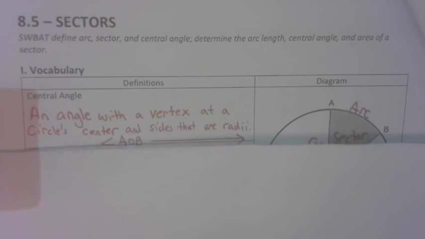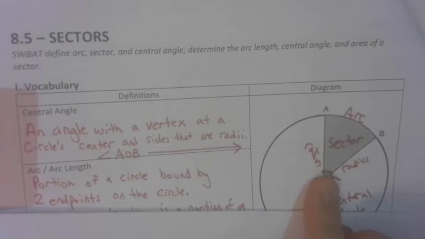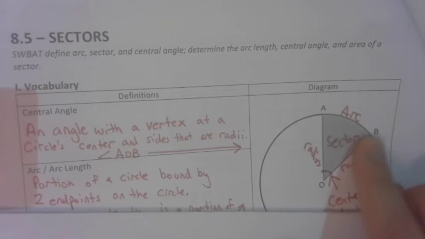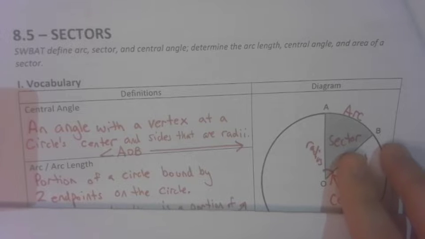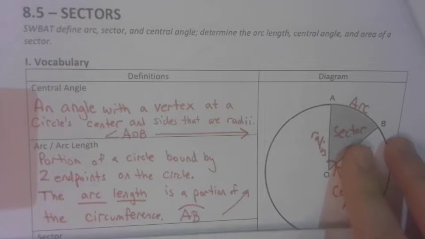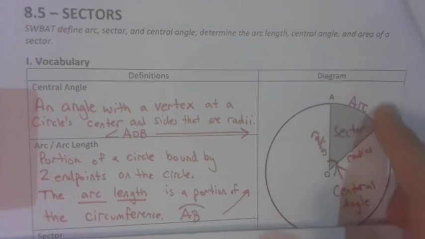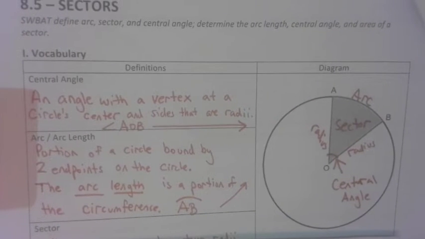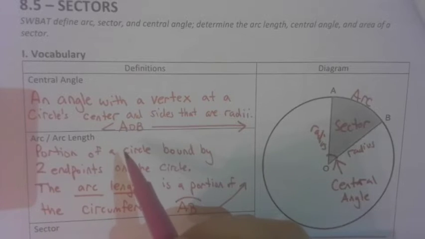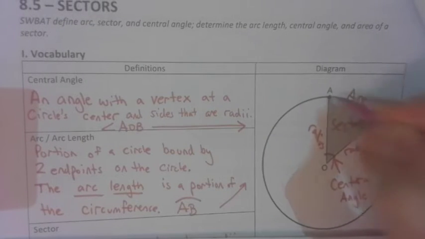The first thing we're going to identify is what's called a central angle. That's an angle with a vertex at the circle's center and sides that are radii, which is the plural of radius. So I would call AOB our central angle. Notice that this central angle forms an arc on the outside, just like the arches of the Golden Palace itself, McDonald's.